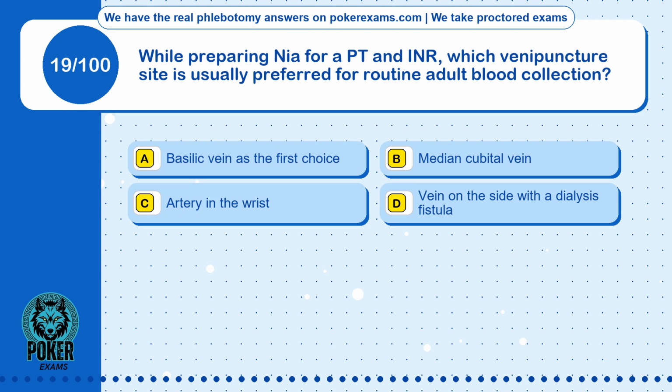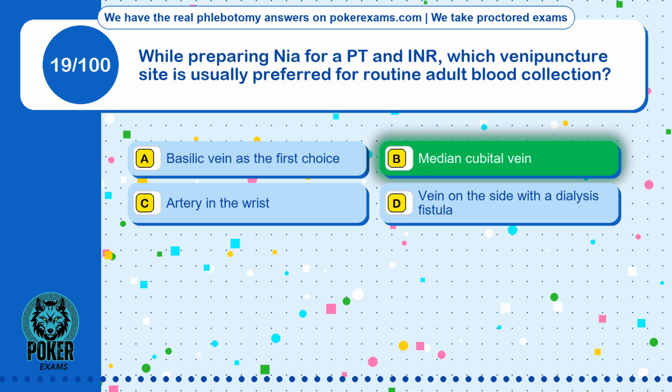Question 19. While preparing for a patient, which venipuncture site is usually preferred for routine adult blood collection? Option A. Basilic vein as the first choice. Option B. Median cubital vein. Option C. Artery in the wrist. Option D. Vein on the side with a dialysis fistula.